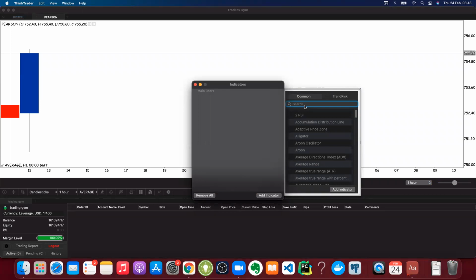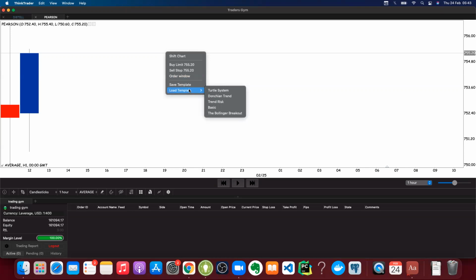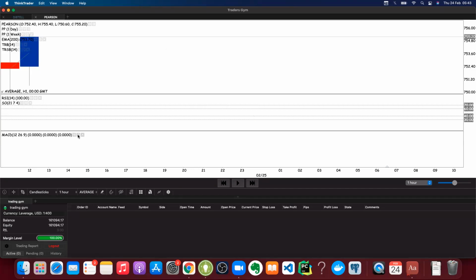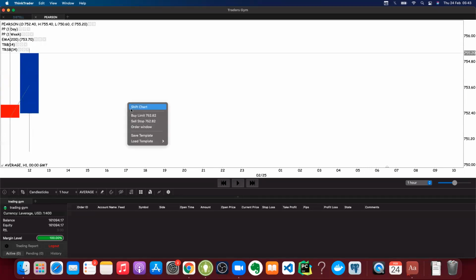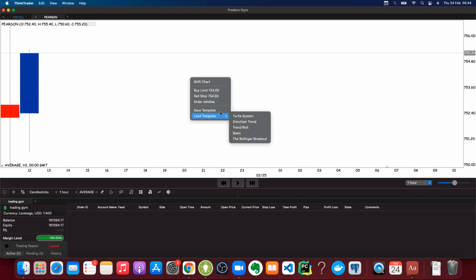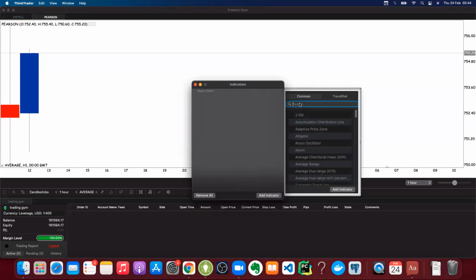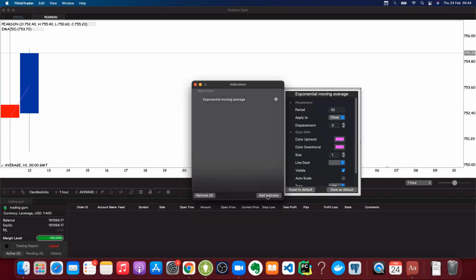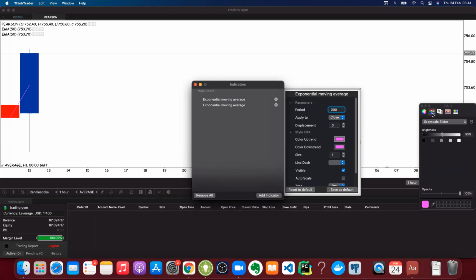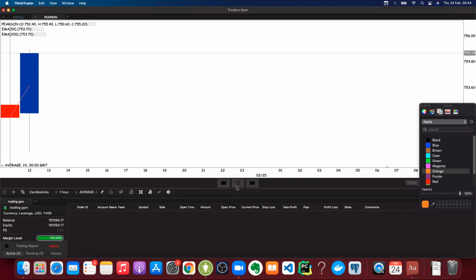The balance is 161,094.17. I think it's basic. No, that's not the template. I don't even know what these things are. Okay, new, add my indicators, 50. Yeah, that's fine. Right, so let's get going.